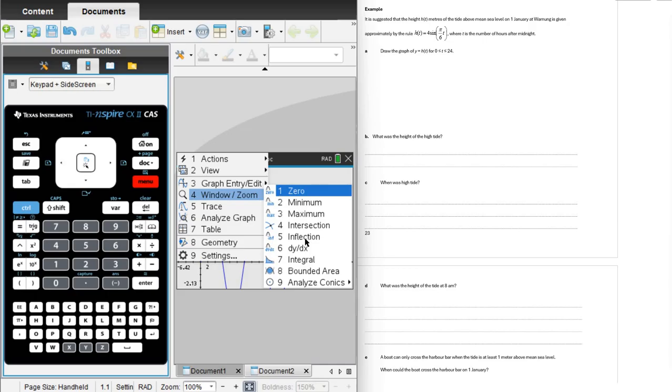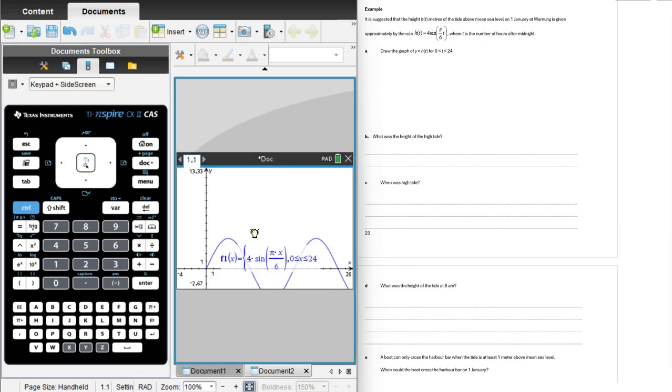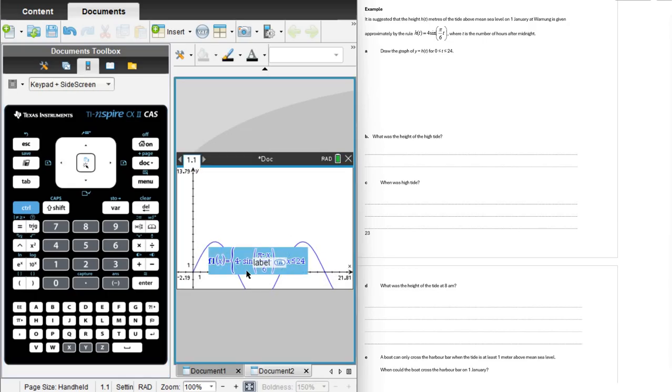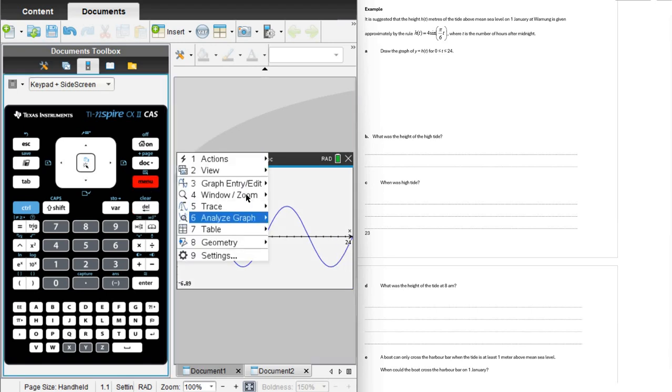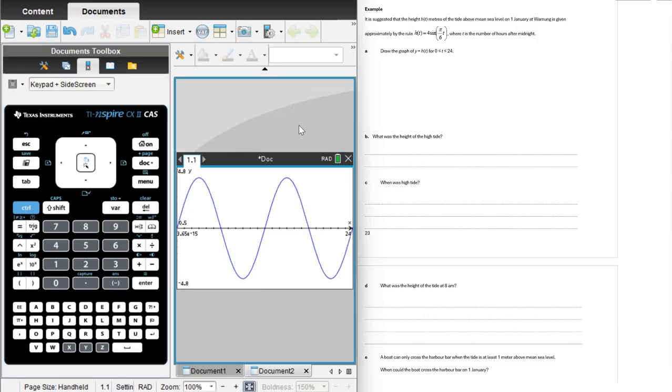Then just to zoom it in nicer, I'm going to try to do quadrant 1. And that just zooms in nicely on that, and get rid of that label because we don't need that. All right, but here's our graph. I might actually make that back to a fit so that I have the whole graph there in front of us from 0 to 24.